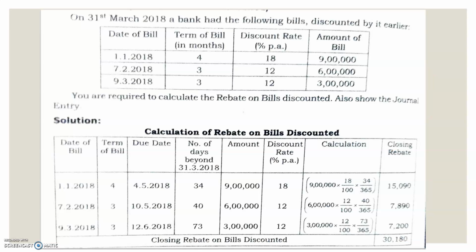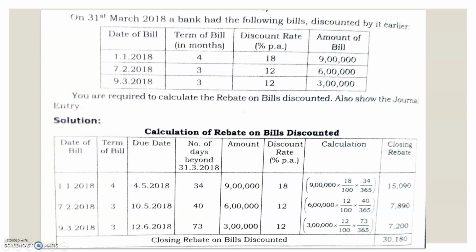Now let us see a question. That is, on 31st March 2018, a bank had the following bills discounted by it earlier. So 3 bills are given. Okay, date of the bill, and let us take the first case. Date of the bill is 1/1/2018. Term of the bill is 4 months. Discount rate is 18%, and amount of the bill is 9 lakhs.